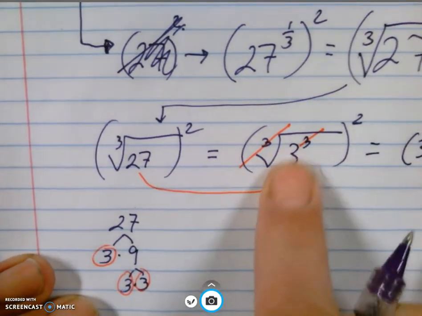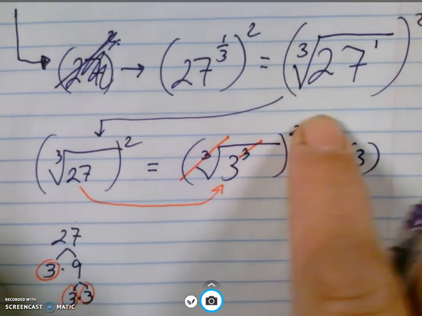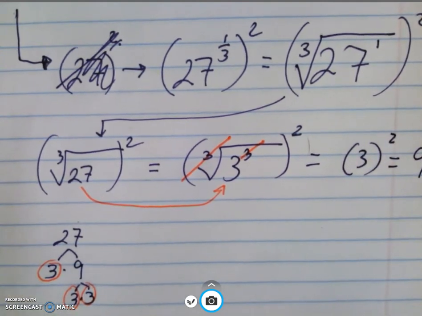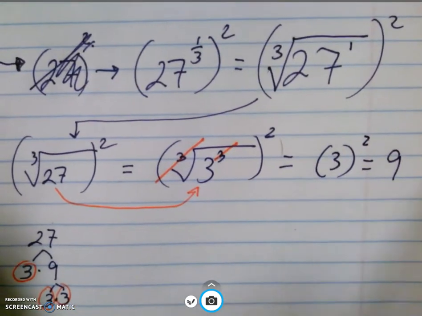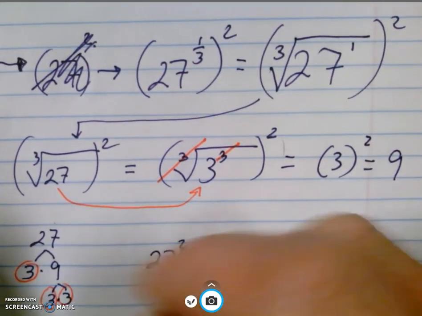And you just have 3 inside. But wait, there's still a 2. And so you get a 9. What the heck? So going back through all this stuff, we said 27 to the 2/3 equals 9.